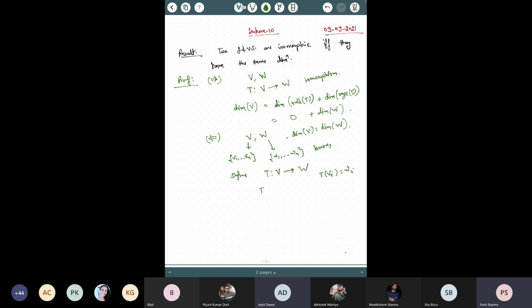T of v is equal to the summation alpha i, the linear combination of the vectors, and then you send it to alpha i Wi.